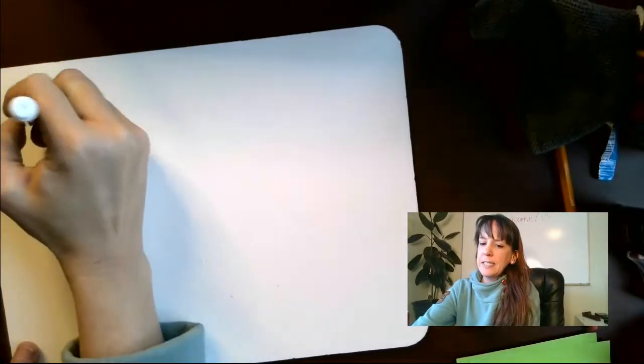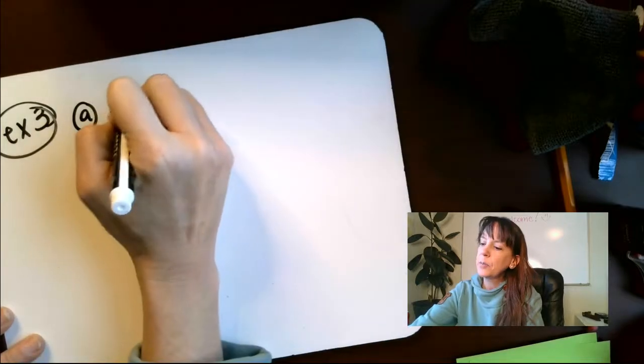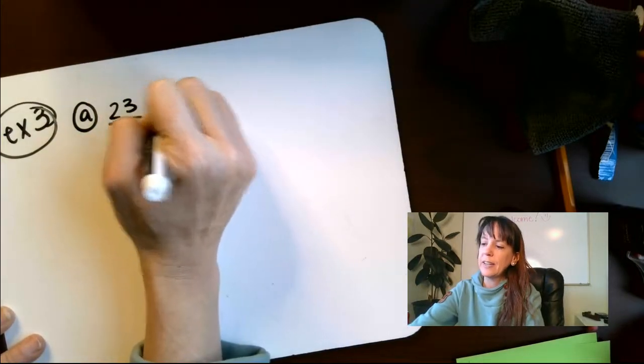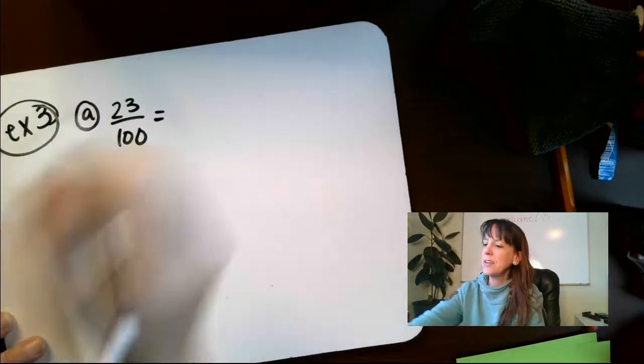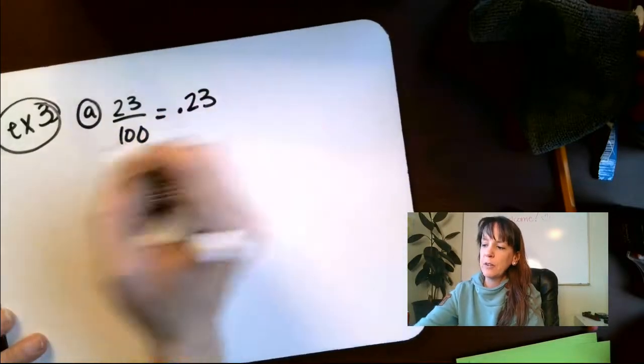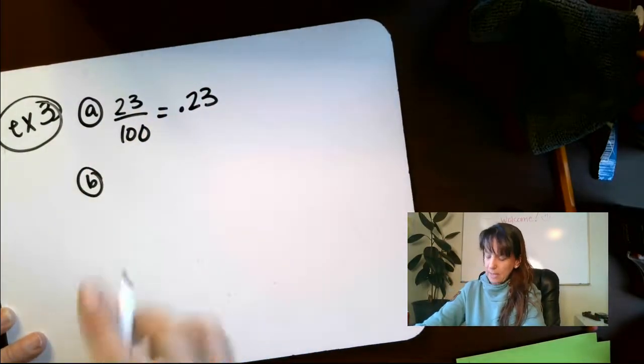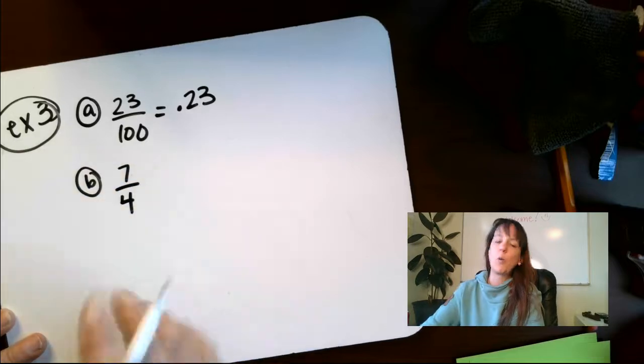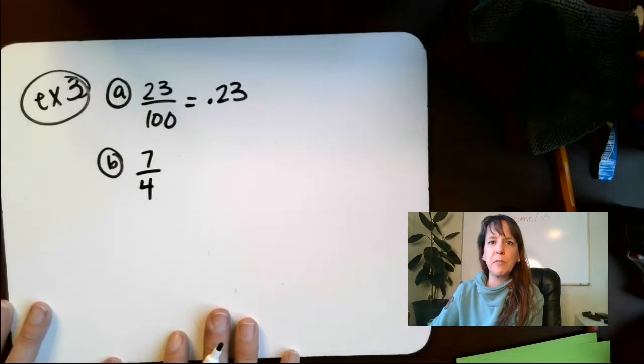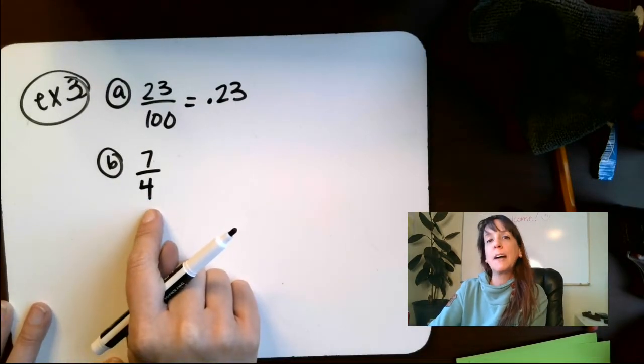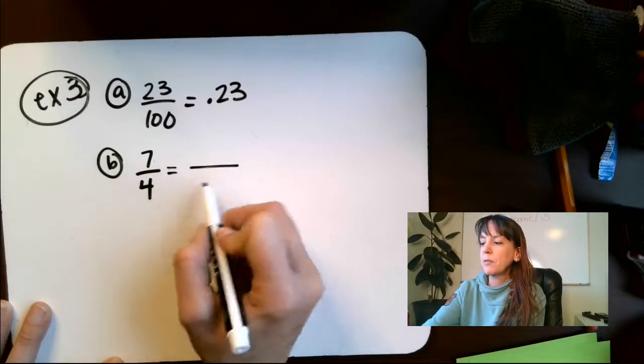All right, so let's look at example number 3. We have, write each of these numbers as a decimal number. We're going to start with A. 23 over 100. It's your lucky day when something's over 100. It's just going to be 23 hundredths. B. 7 over 4. Well, let's use my nifty trick that we did before because 4 is a factor of 100, right? So let's put it over 100.